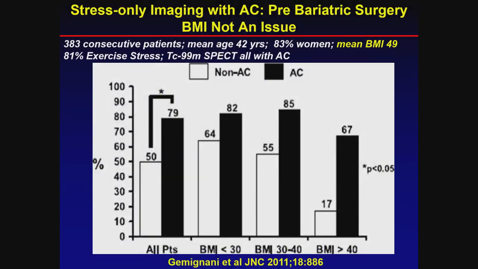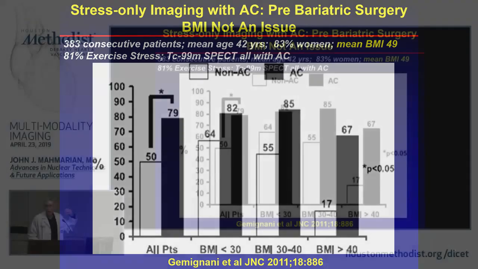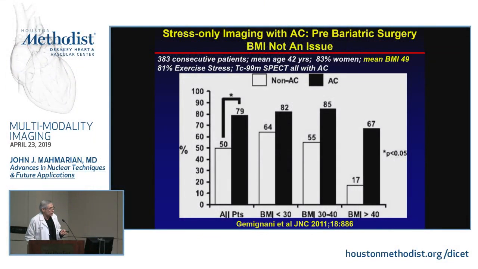And of course, we know that AC correction, whether it be with line sources or with CT, improves our specificity, particularly in people with very, very high BMIs, in terms of being able to determine whether someone's normal or not, because obviously when people are large, you get a lot of attenuation artifacts, and these can be corrected well, especially with CT attenuation.